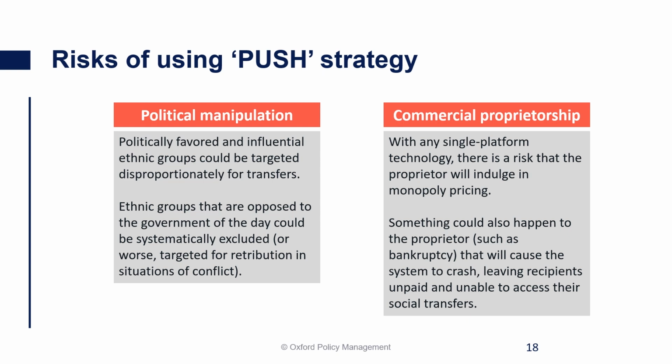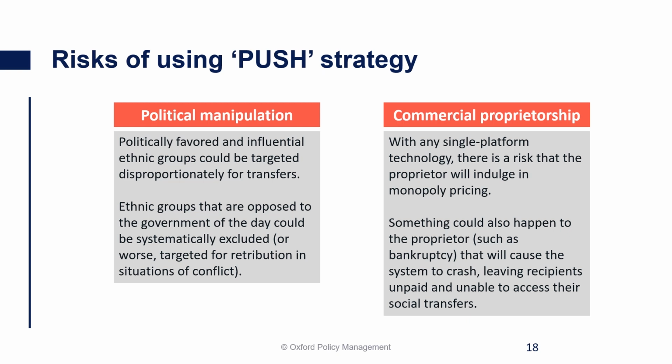like political manipulation could occur if, for instance, the databases include information on individuals based on ethnicity. Politically favored and influential ethnic groups could be targeted disproportionately for transfers, while ethnic groups that are opposed to authorities of the day could be systematically excluded.